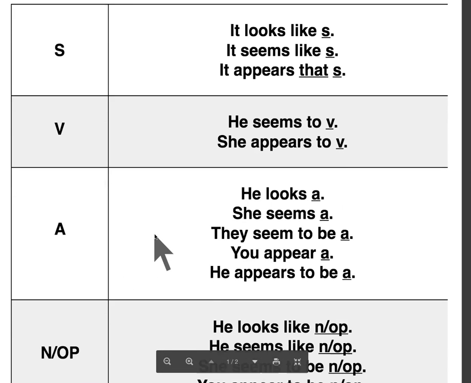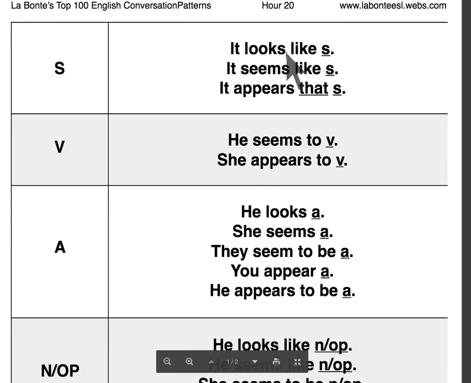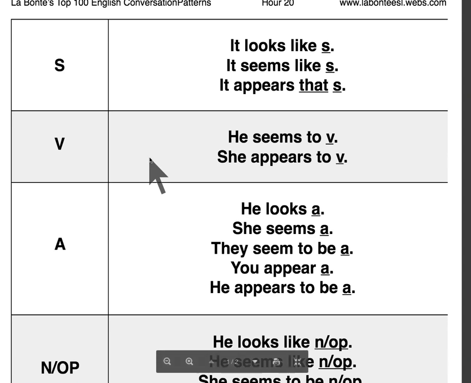The adjective: he looks tired. She seems very knowledgeable. They seem to be happy. You appear sad. He appears to be drunk. They're all used. You'll see a pattern here. It looks like, and it seems, and appears. Depending on whether it's a subject, a verb, or an adjective, it's going to change a bit.